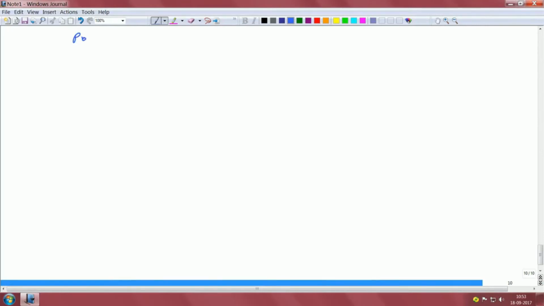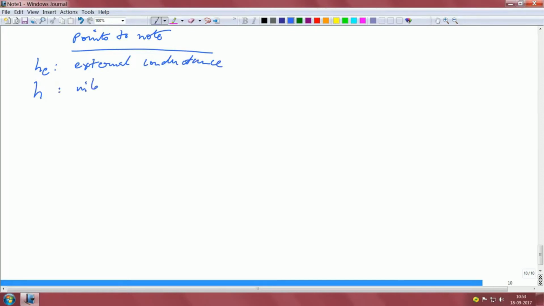Points to note in here. He, what we said over here is the external conductance. Do not confuse it with H. H is basically the internal conductance. Got it? This is a simple error that you try to make, that is internal and external. So, external conductance and internal conductance are very important. Just keep that thing in mind, because sometimes things might get a little jumbled up.